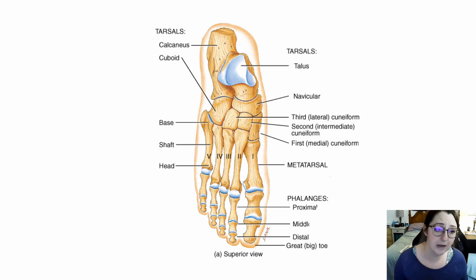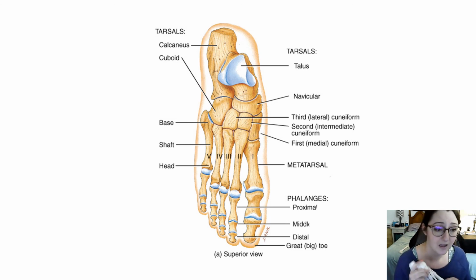Moving forward, you have the navicular, and then you have the cuneiforms, and you can call them first, second, and third, or if you want to be more anatomically correct, you can call them medial, intermediate, and lateral. Next to those, you have the cuboid, and those are your tarsal bones. They're a little bit easier to remember than your carpals. Just don't confuse carpal and tarsal. You will be wrong if you tell me one versus the other.